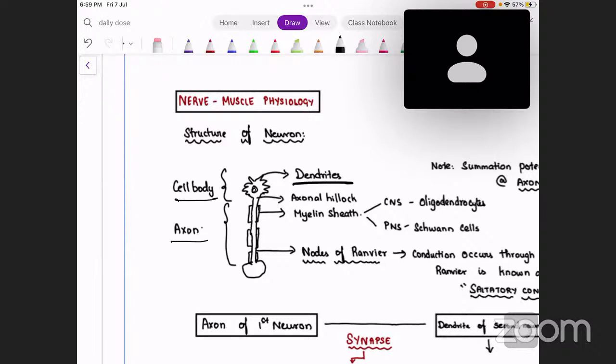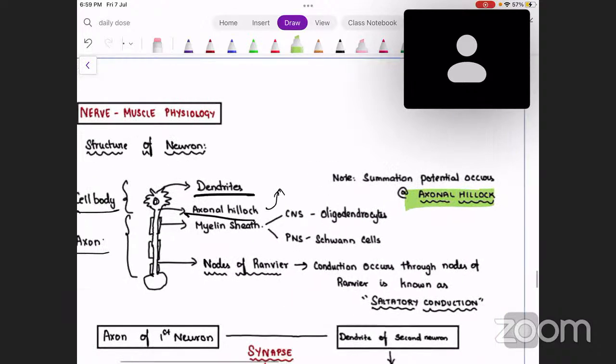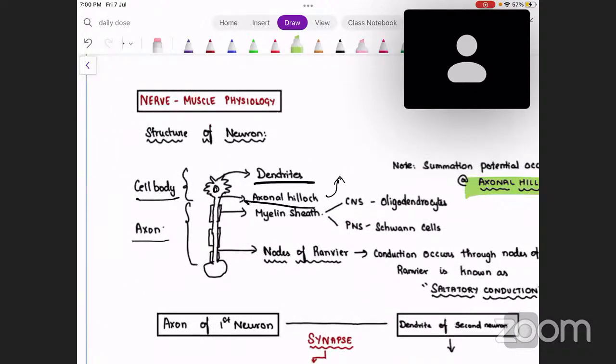And in the dendrites, all the action potentials will combine at the axonal hillock. You see the summation potential at the axonal hillock. So wherever the action potential from the dendrite comes, it's summated at the axonal hillock and then generates one single action potential and passes down the axon. Does the action potential in the axon travel continuously? No, it travels in a slow pattern.